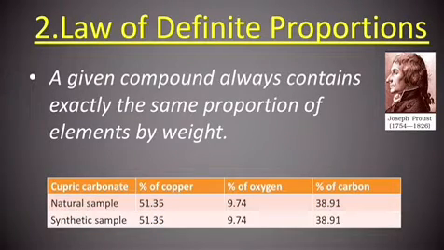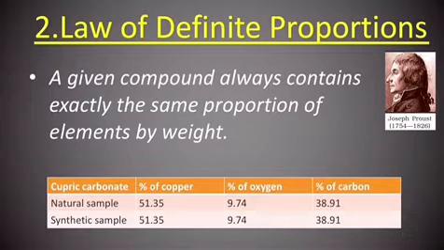For example, Joseph Proust took 2 samples of cupric carbonate. One sample he took from nature and another sample was synthetic. In the analysis of both samples, he found that the percentage of copper, oxygen and carbon is the same in both of the samples.